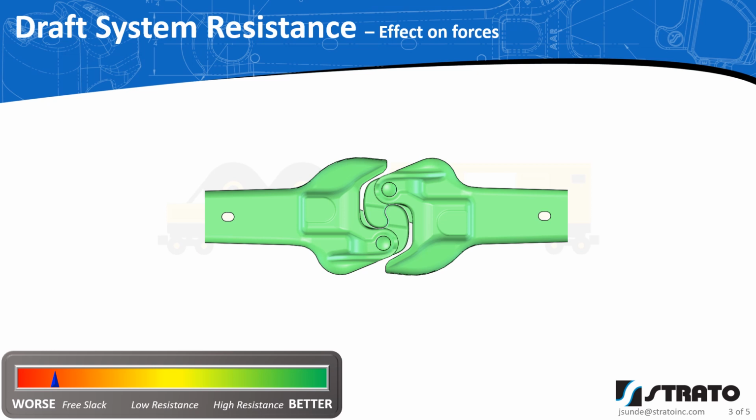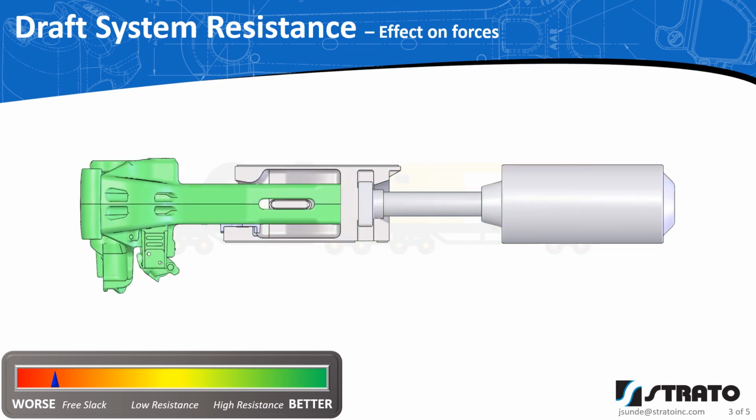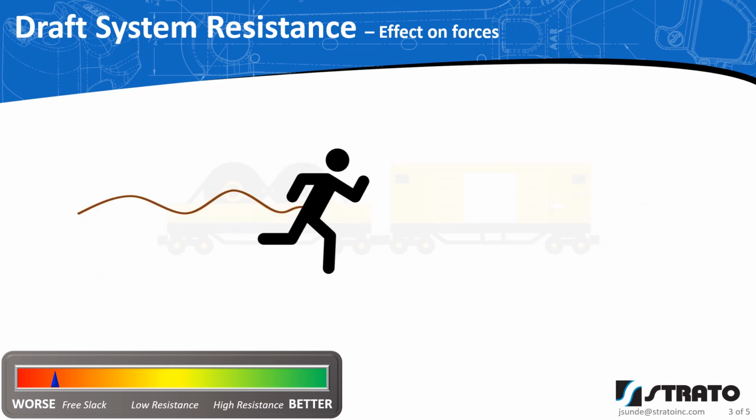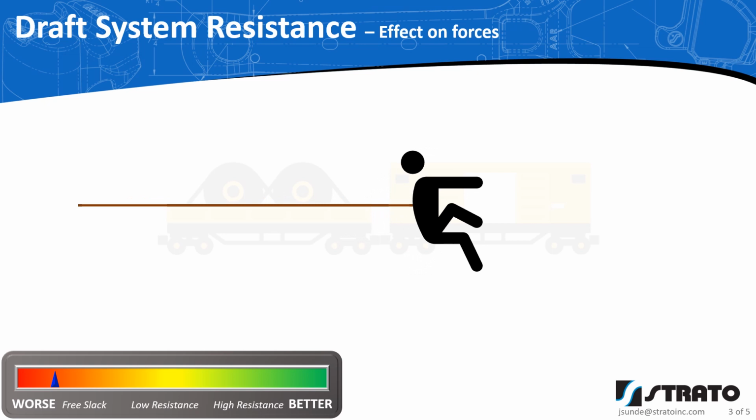As you look deeper inside the car, the individual components of the draft system all have their own freedoms. Hydraulic end-of-car cushioning can have over 2 inches of free slack when they're brand new. All of this free slack increases component wear on an individual basis, but on a larger scale, the main problems arise the moment the slack runs out.